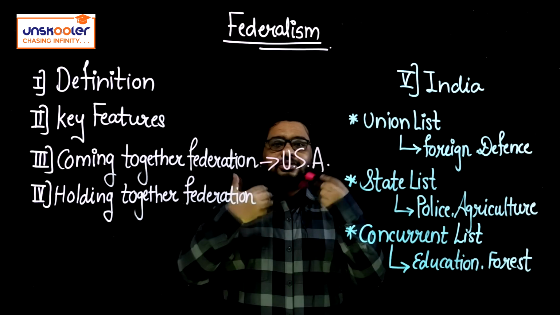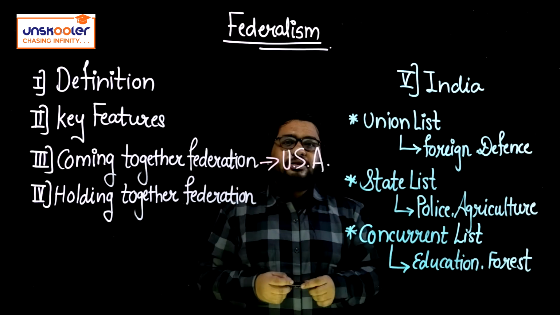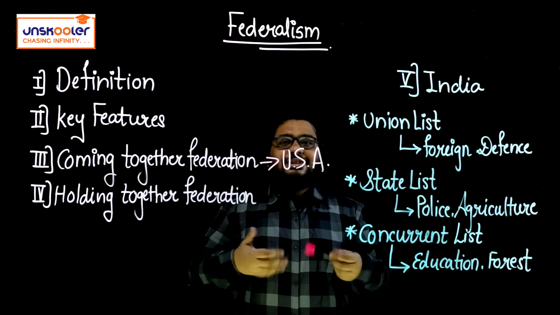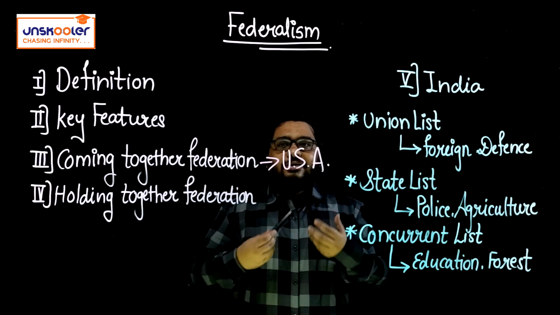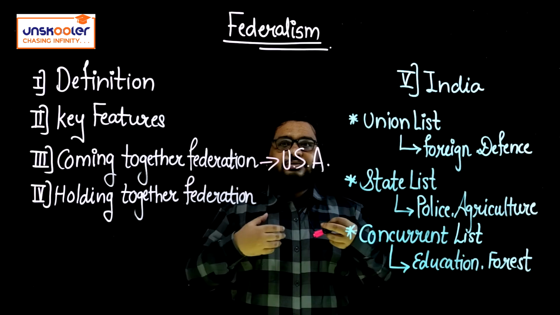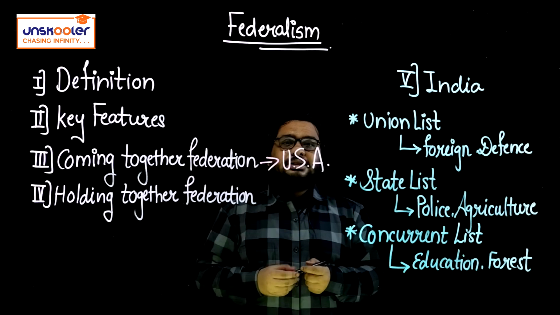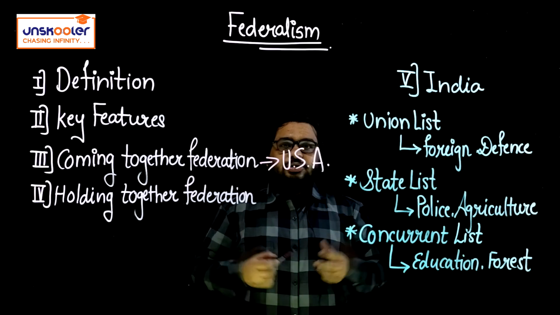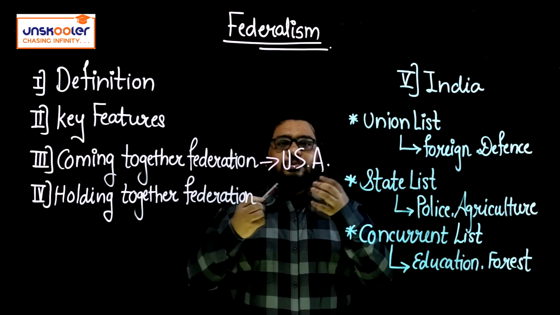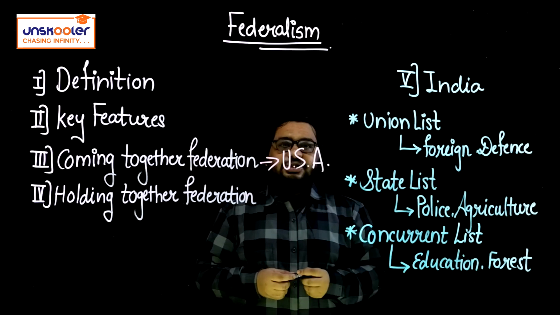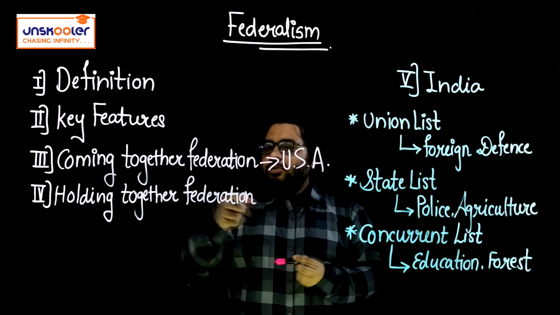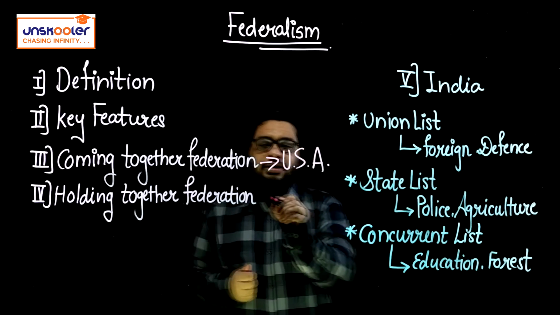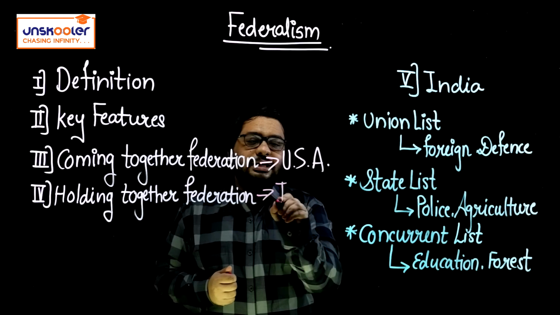In the case of the United States, it's a purely federal form of government where the different states, after the US Civil War, came together and formed a country. One of the key features of this federalism is that it is voluntary. So the states or the local levels come together to create a nation and thereby give legitimacy to the center. The second would be holding together federation. A classic case would be India.